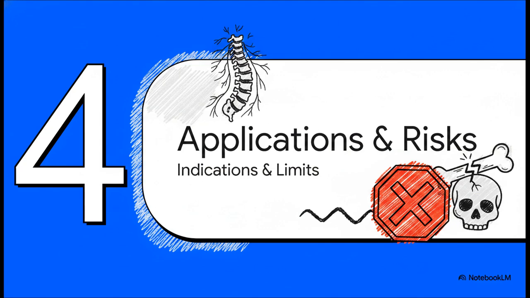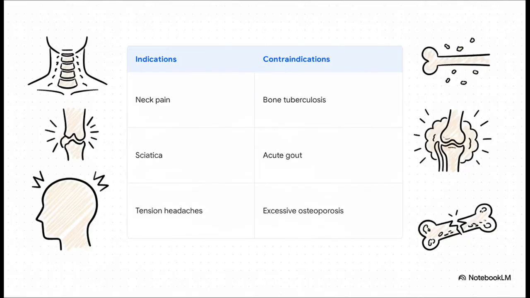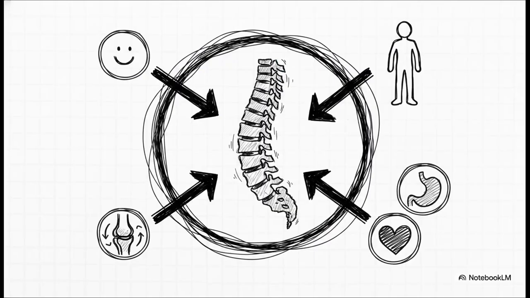Next up, Section 4, Applications and Risks. We're looking at indications and contraindications. So treatment is typically indicated for mechanical issues. We're talking neck pain, mid and lower back pain, tension headaches, and sciatica, specifically where disc bulges are contained to less than 5 millimeters. However, there are very strict, hard medical boundaries where this cannot be used. A chiropractor should never manipulate a spine in cases of malignancy with metastases to the bone, tuberculosis of the bone, fractures, acute gout, or excessive spinal osteoporosis. Those are hard contraindications.